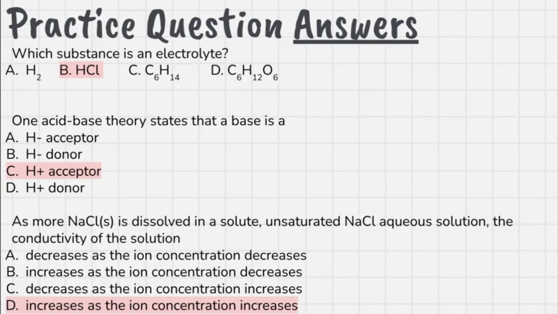As more NaCl is dissolved in an unsaturated NaCl aqueous solution, the conductivity of the solution increases as the ion concentration increases. NaCl is an ionic substance, and when it dissolves, the ion concentration will increase. Because it is an ionic compound, this also means that it is an electrolyte, so it will be able to conduct electricity as it dissolves.